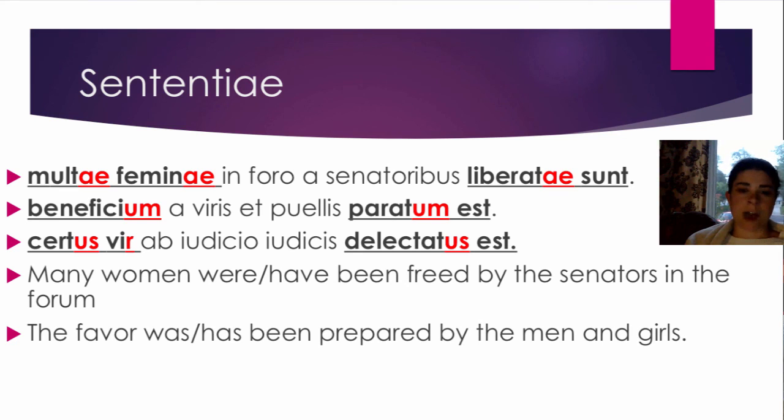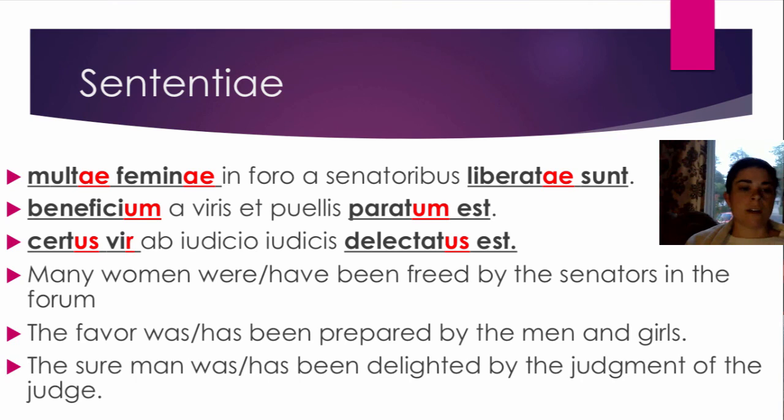Notice we have a lot of a and ab in these sentences, and that's because typically the ablative is actually performing the action. They're the ablatives of agent. And you're going to see this a lot with passive verbs. We've already seen them a lot with passive verbs in the present, imperfect, and future, and you're just going to continue seeing them with the perfect. So now let's take a look at the last sentence. Certus vir ab judicio judicis delectatus est. So here, the sure man was or has been delighted by the judgment, that's ab judicio, of the judge, judicis.